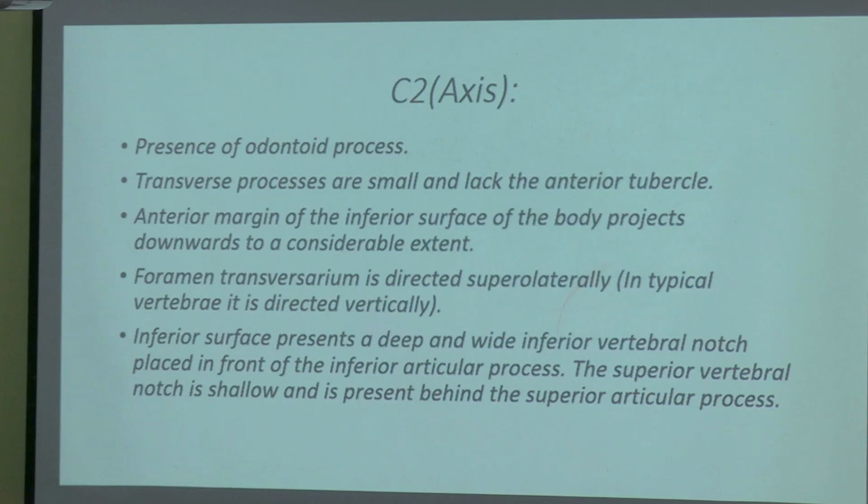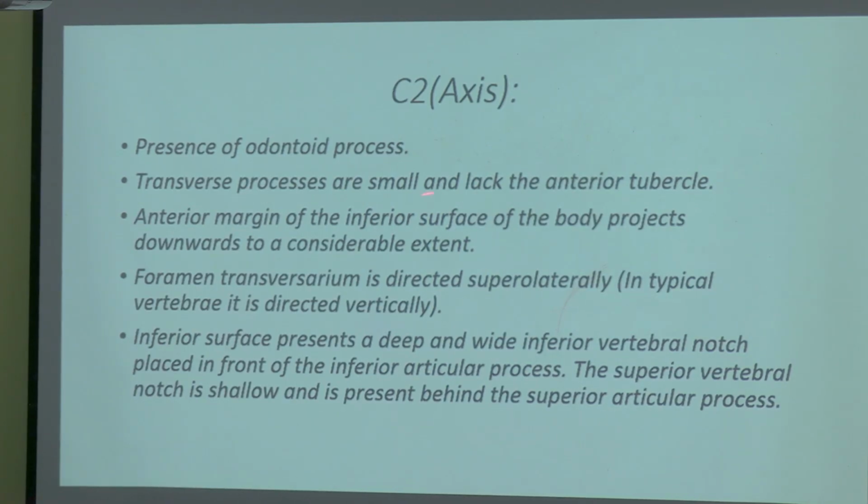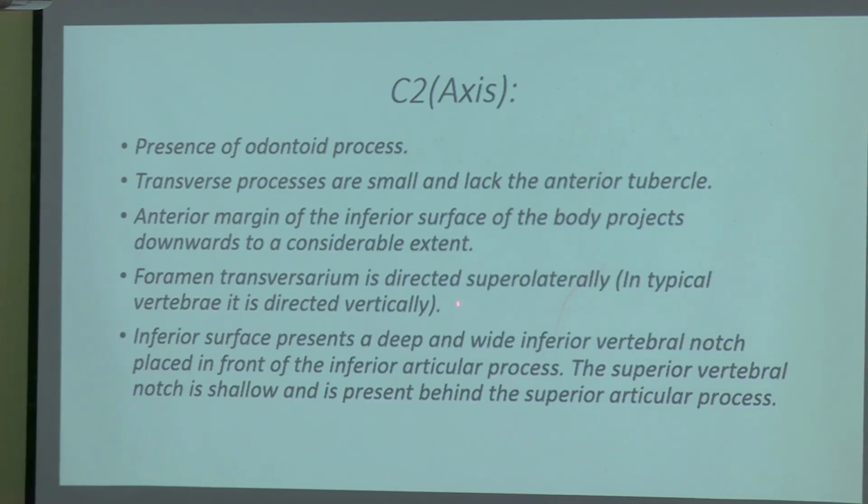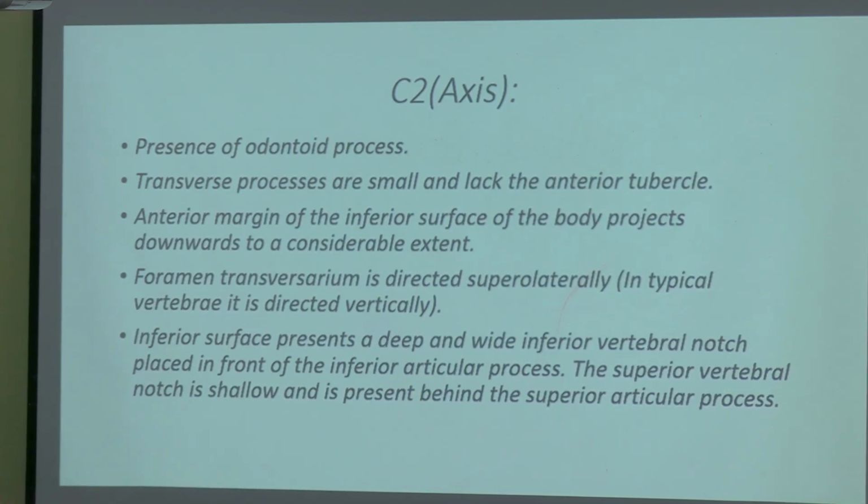See the features. Presence of odontoid process. Transverse processes are small and lack the anterior tubercle. Anterior margin of the inferior surface of the body projects downward to a considerable extent. Foramen transversarium is directed superior-laterally, and in the typical vertebra, it is directed vertically.